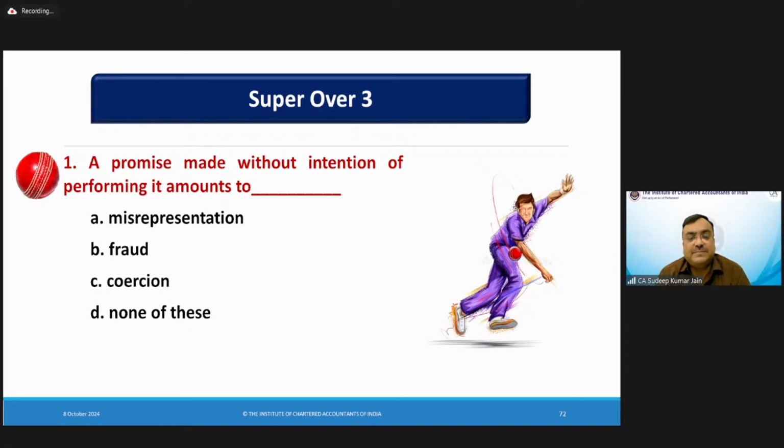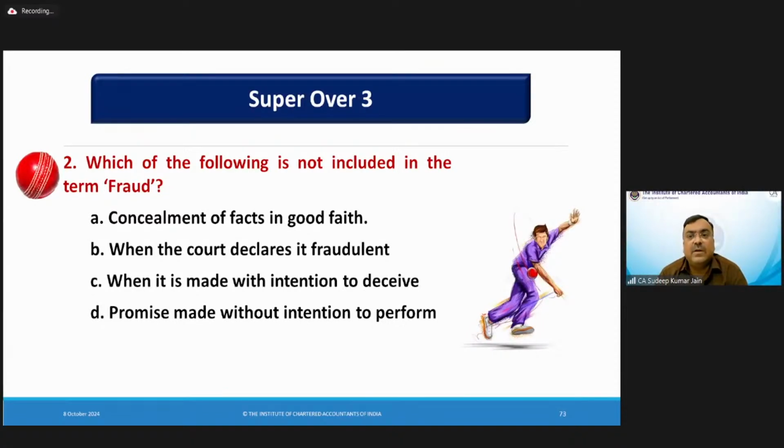Let's start the first question. A promise made without intention of performing it amounts to misrepresentation, fraud, coercion, none of these. Second question. Which of the following is not included in the term fraud? Concealment of facts in good faith, when the court declares it fraudulent, when it is made with intention to deceive, promise made without intention to perform.